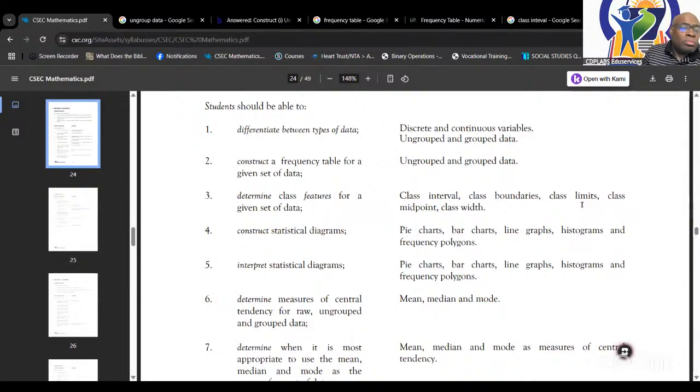Now, the class limits, basically the same thing, right? But let's look for the definition to be on the safe side. Class limits.